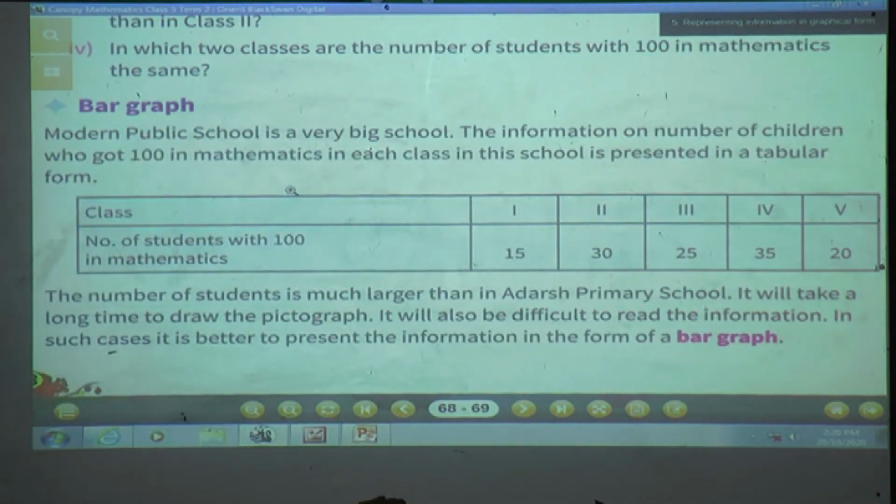Okay, now the number of students is much larger than in other primary schools. It will take a long time to draw the pictograph, isn't it? It will take a very long time to draw a pictograph. It will also be difficult to read the information in such cases. It is better to present the information in the form of a bar graph. So, students, how to draw the bar graph? See.